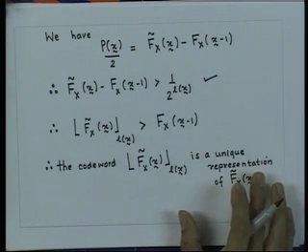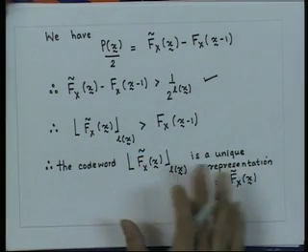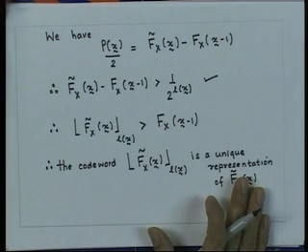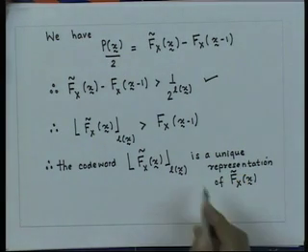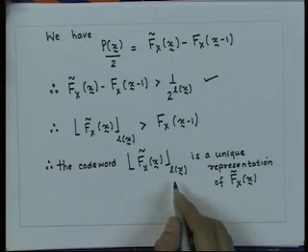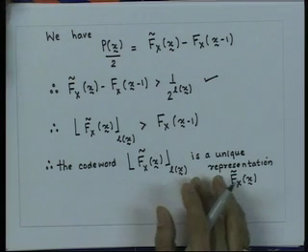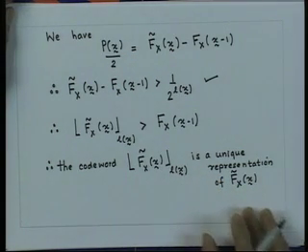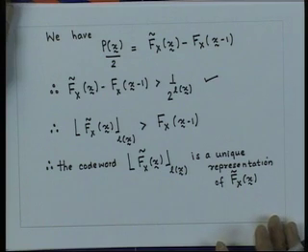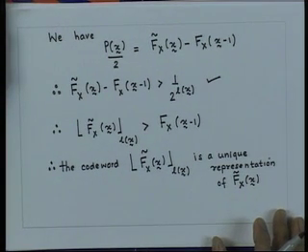Now, to show that this code is uniquely decodable, we will show that the code is a prefix code, that is, no code word is a prefix of another code word. Because a prefix code is always a uniquely decodable code, by showing that arithmetic code is a prefix code, we automatically show that it is uniquely decodable.